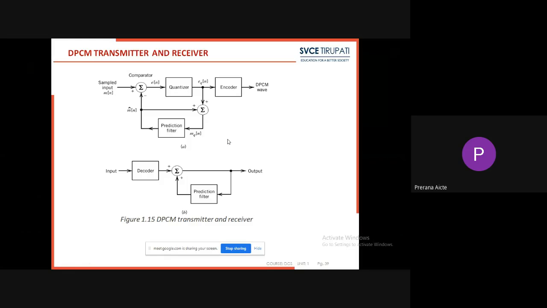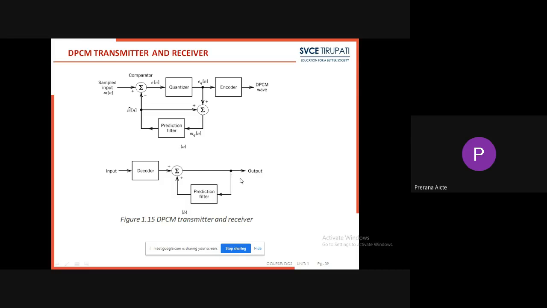Similarly, we can retrieve the DPCM. What is the use of the decoder? The decoder first reconstructs the quantized error signal from the incoming binary data, that is, the DPCM data. Then the prediction filter output and the quantized error signal are added in the summer. With the help of the summer, we get the required input signal. This is the principle of DPCM.